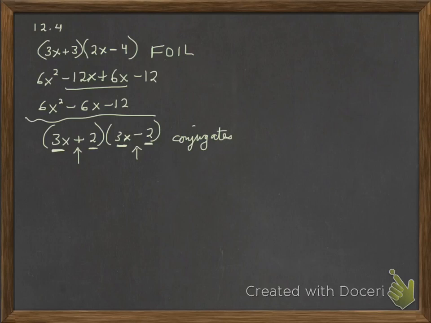Okay, and the nice thing that happens when you FOIL conjugates is my first term will be 9x squared, my outer term will be minus 6x, my inner term will be plus 6x, and my last term will be minus 4. What happens when you combine the middle terms? They always drop out. Minus 6x plus 6x is 0, right?